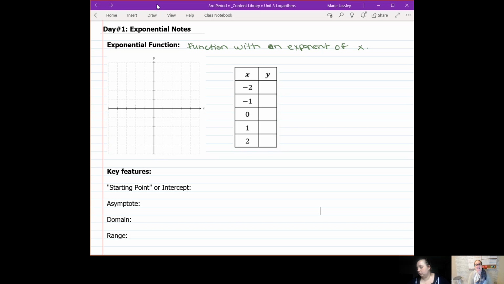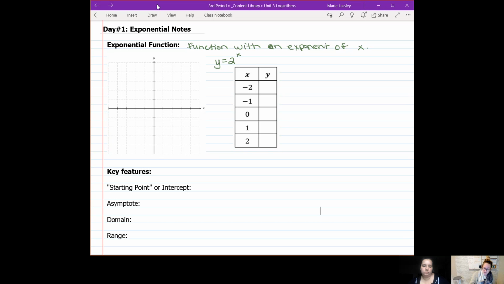All right. Now, unlike some of our other functions, we don't really have a nice set parent function equation because the base number, which is the number that we're raising to the power of x, can be any number. Now, the most standard one that you guys probably saw last year in Algebra 2 and the one that we're going to use to do this basic graph is a base number of 2. So our standard equation that we're going to look at is 2 to the power of x.